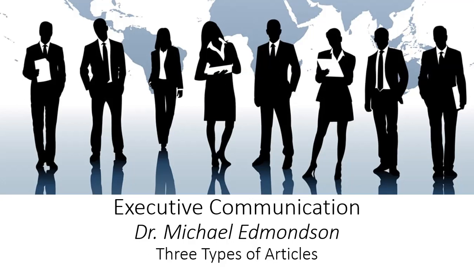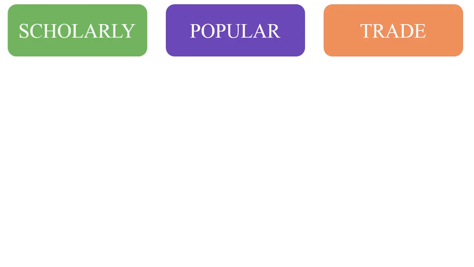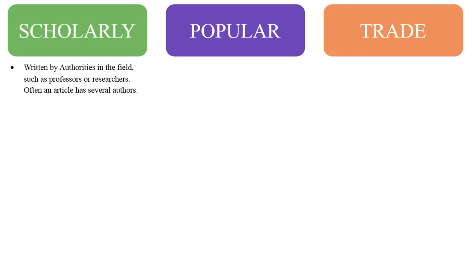This video looks at the three types of articles you will use for this class. The three types of articles are scholarly, popular, and trade. So we're going to take a look at each one specifically and then an example of each. That should help you understand the different types of articles. So let's start with scholarly.